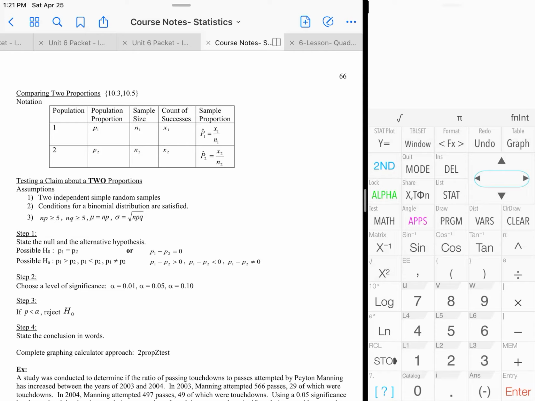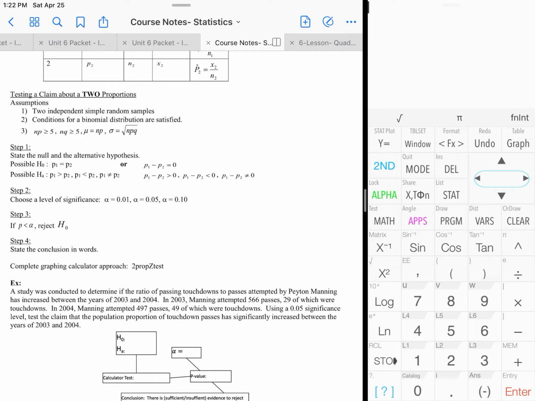All right, so that kind of coincides with the assumptions: two independent simple random samples, but everything else is the same as the one population proportion. Conditions for binomial distribution are satisfied, and those weird math operations. Since we're testing claims about the relationship between two populations now, it's not just p equal to 0.5 or 0.6 or whatever. It's the population proportion for one group being either equal or in some way not equal to the population proportion for another group. But everything else in the process is the same.